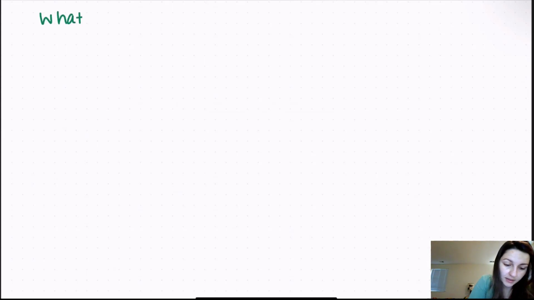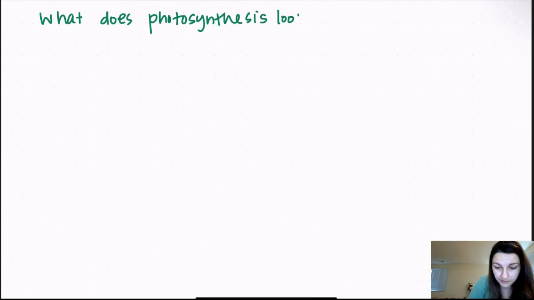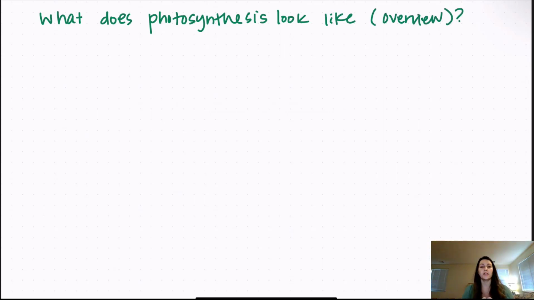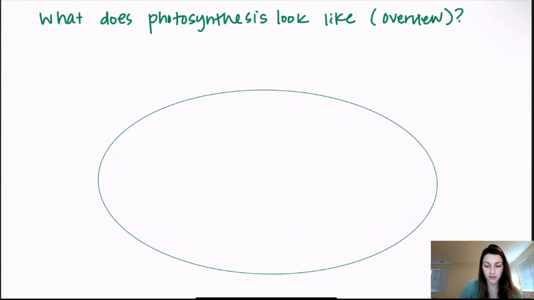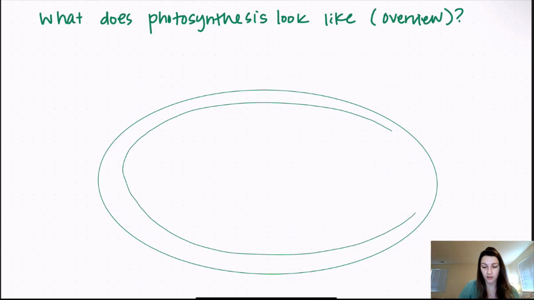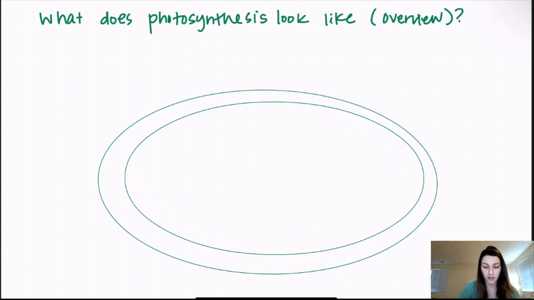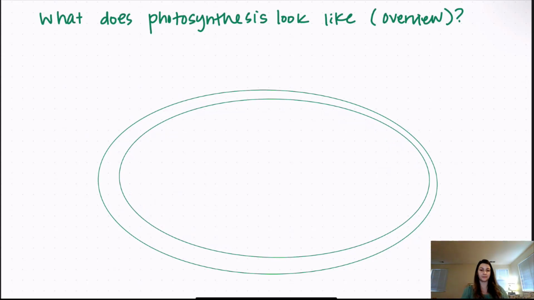What does photosynthesis look like? Let's do overview. So what does photosynthesis look like as an overview? Well, if we were to have that same chloroplast from before, and we'll rotate it like this, and then we have the inner membrane. We're doing our best here. Okay, so there's my chloroplast.